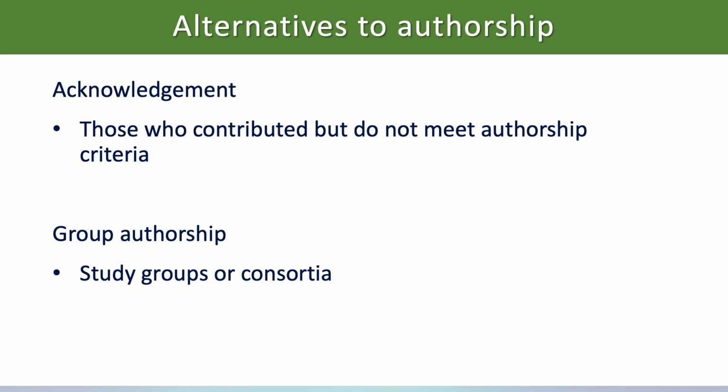What are some alternatives to traditional authorship? If someone has made input into the study, but their contribution does not meet the authorship criteria, then they can be acknowledged as contributors in the acknowledgement section at the end of the paper. Increasingly, group authorship has arisen as an alternative to individual authorship, and this can be a study group or a consortia made up of many researchers around the world who collaboratively collect data, work on the research, and produce the publication.